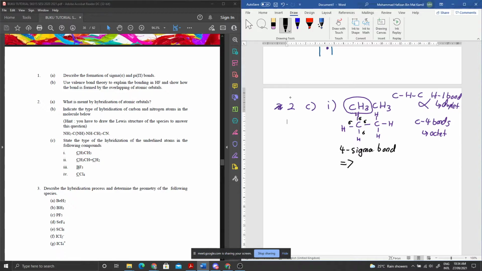Macam mana I know it is sp3? Okay, so we have like this. We have S, and then we have P, P, P, and then we have D, D, D, D, D. Okay, D ada 5. So untuk 4, kita ambil dalam 4. So 1, 2, 3, 4. So it is an sp3 like that.